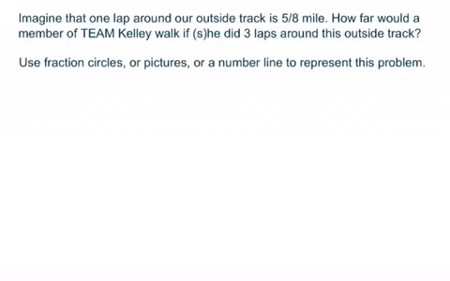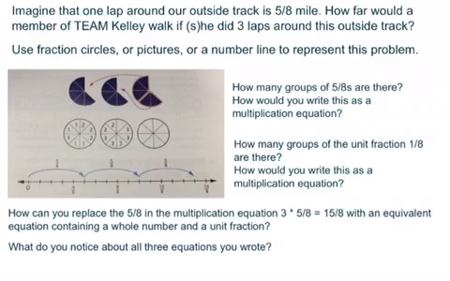Okay, so now imagine that one lap around our outside track is 5/8 of a mile. I really don't know exactly how far it is, so I'm just saying that, okay? How far would a member of Team Kelly walk if she or he did 3 laps around this outside track? You can use fraction circles or pictures or a number line to represent this problem. Use some sort of visual to represent it and try and solve it, okay? When you're done, come back.